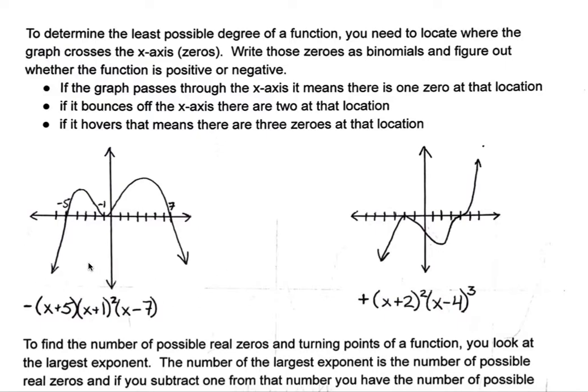By the way, let's just go back to this one. They're both pointing down, so that's why we got the negative written in front. Okay, here we go here. I put it positive because we're pointing up. We are bouncing off the -2, so we've got an x plus 2 quantity squared. Now this is what I'm talking about, hovering. You come up and it just kind of slowly goes through the 4 and then it shoots up after that. That's when you get cubed. So x minus 4 quantity cubed.